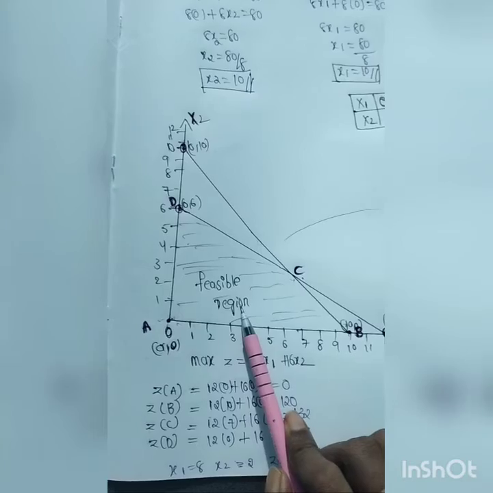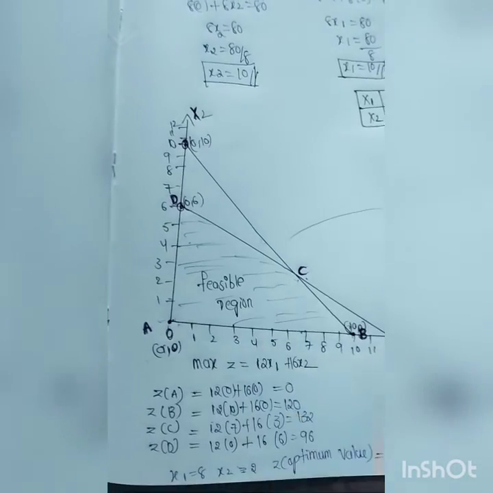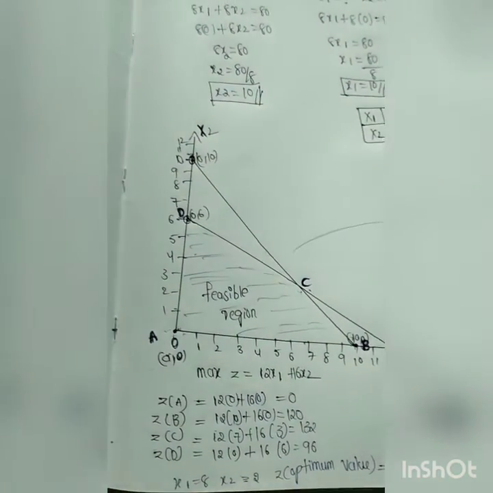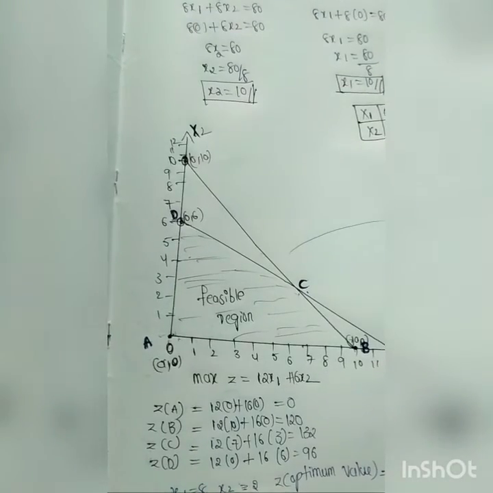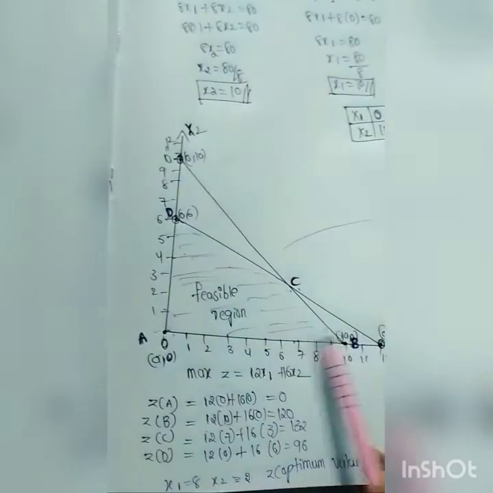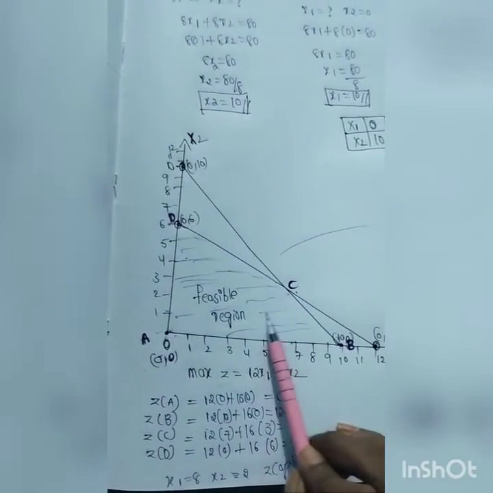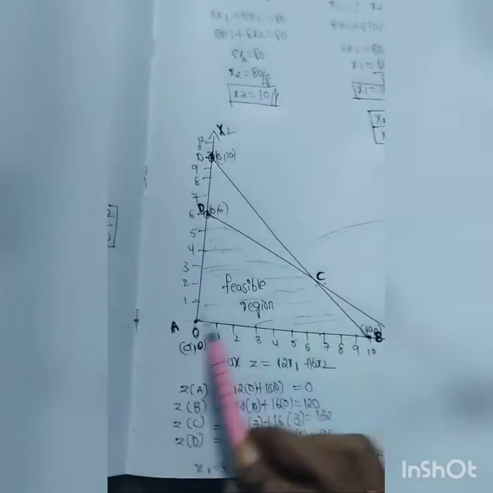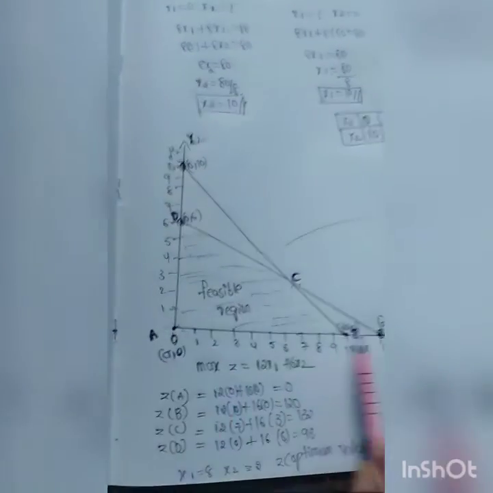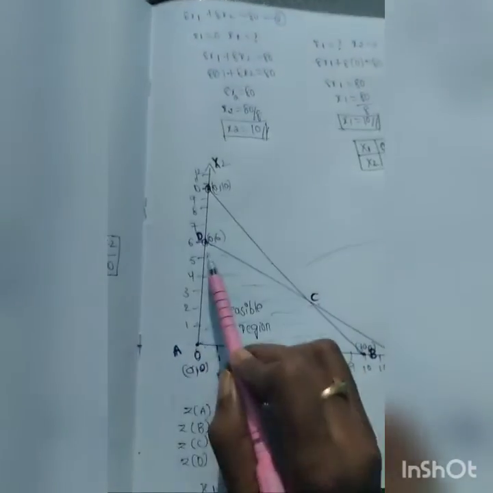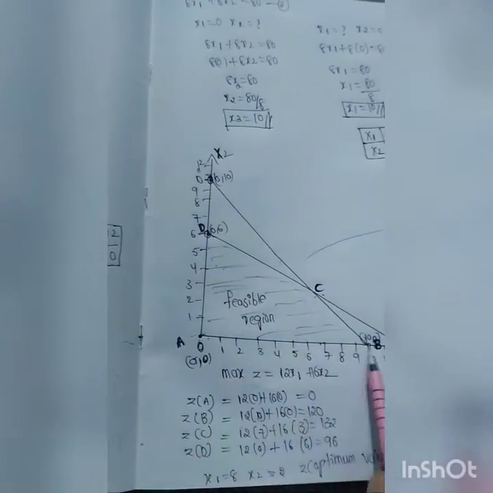In order to find the feasible region, both constraints are less than or equal to, so the feasible region should be below the two lines. So this is not suitable and this is not suitable. So below these two constraints is the feasible region. So we have to put names A, B, C, D. These are the A, B, C, D.